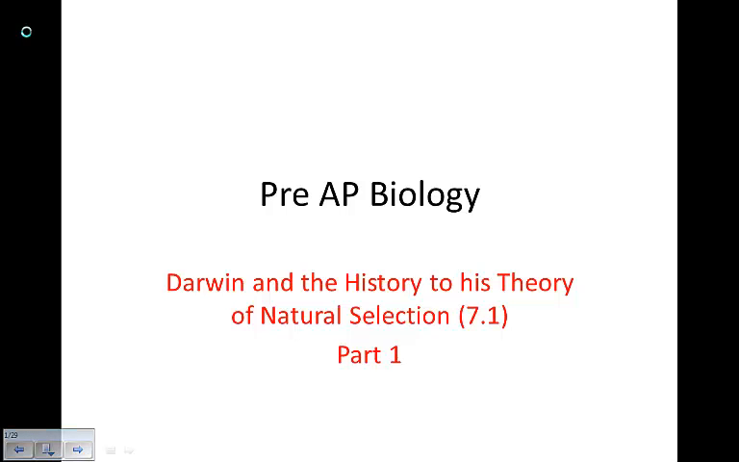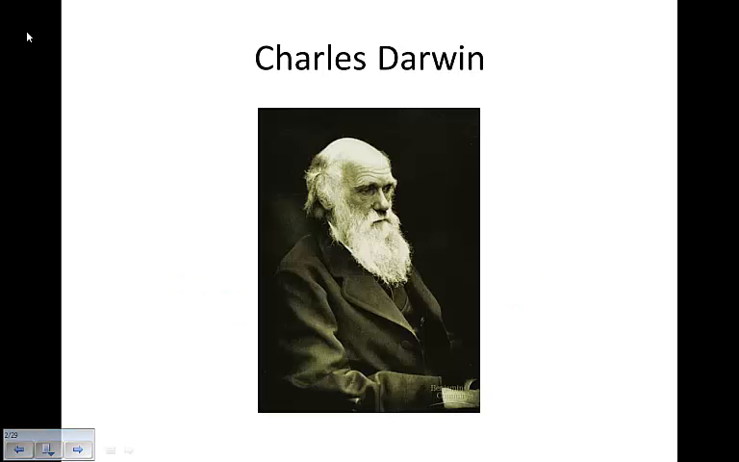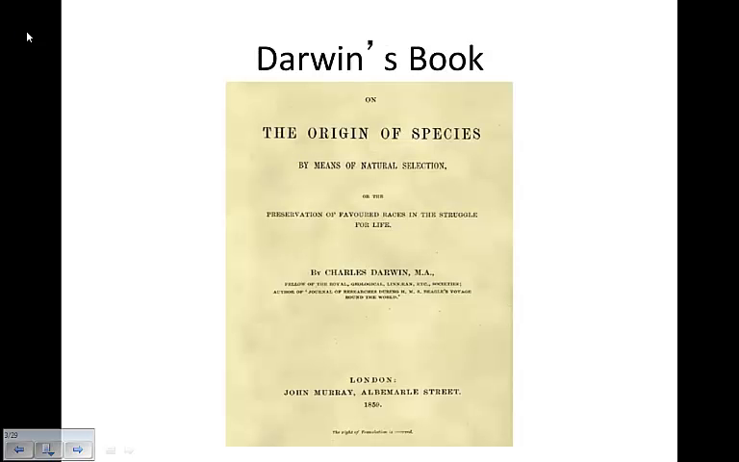So, Darwin and the history to his theory of natural selection. We're talking evolution. All right, the man, the myth, Charles Darwin. On November 24th, 1859, Darwin published a book on the origin of species by means of natural selection. And this book deals with the biodiversity that's seen in the earth. It has three main themes.